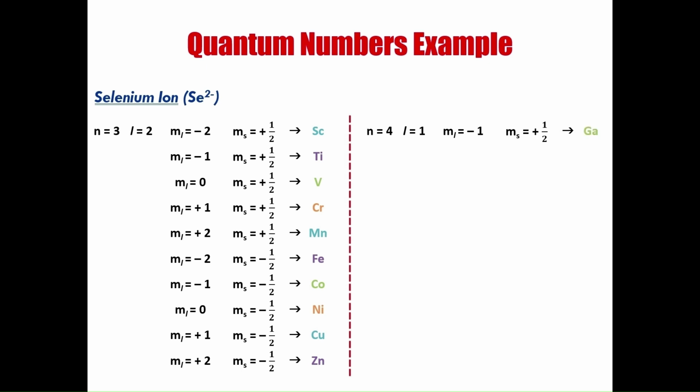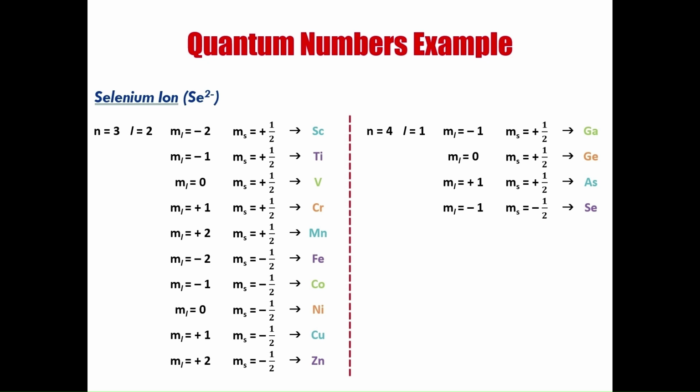Now, as always, I'm going to half fill each one of the p orbitals first with a positive spin. So I'm going to go to the next orbital, which is 0, positive spin, germanium. And then the next orbital will be +1, positive spin, arsenic. And now that I've half filled my 4p orbitals, I'm now going to fill them by pairing them with a negative spin electron. So going to my -1 again, negative spin electron, I'm now at selenium.